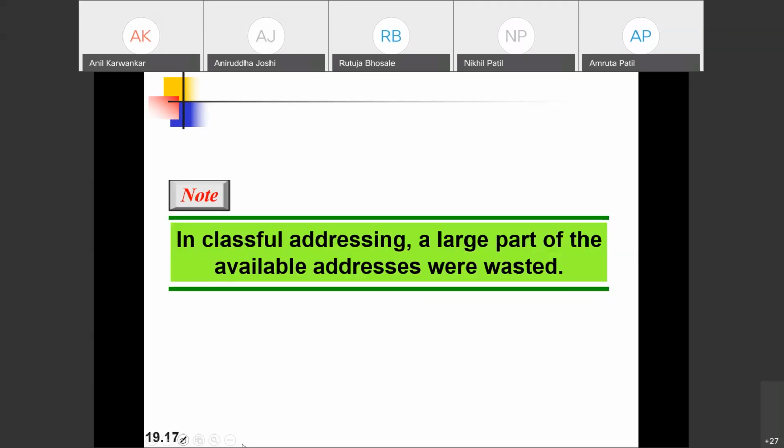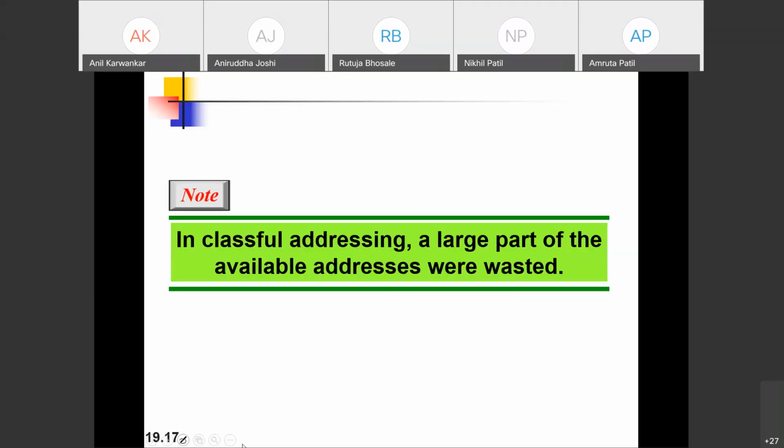A very large number of addresses are wasted in class A. Only a few addresses were wasted in class C, but the number of blocks available in class C is only 256. So the wastage of class C IP addresses is less, but still some IP addresses are wasted. In the case of class A and class B, the majority of the IP addresses are wasted.